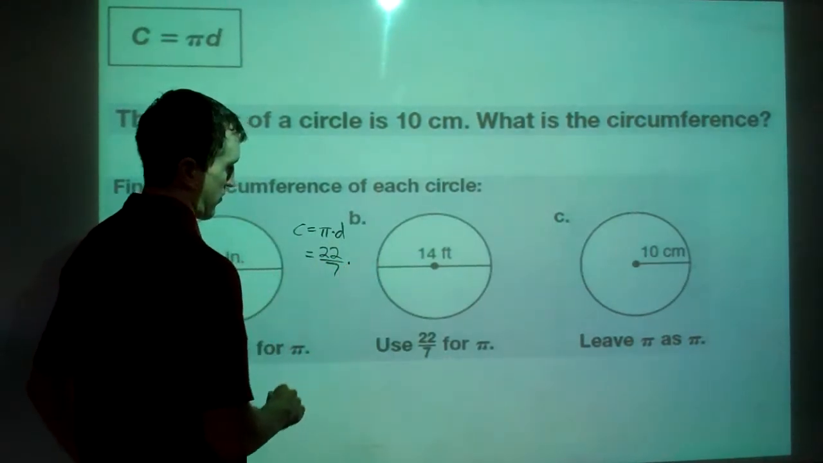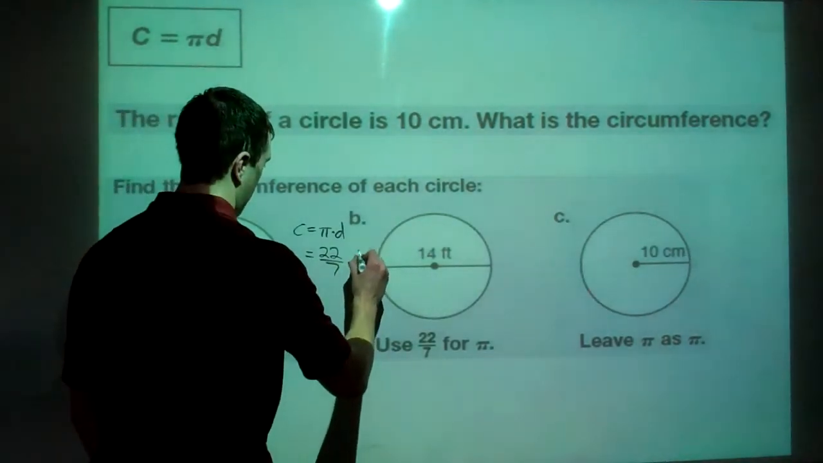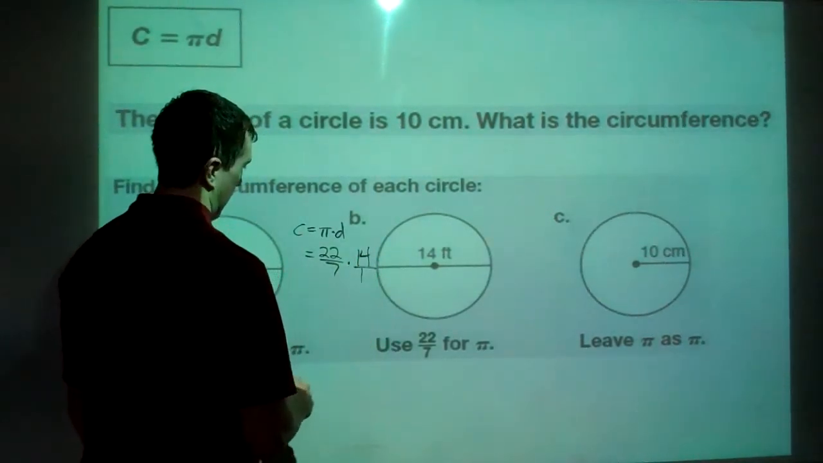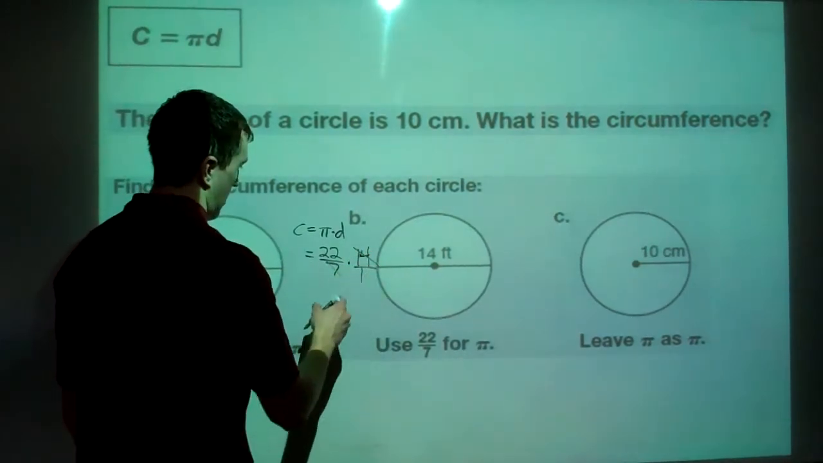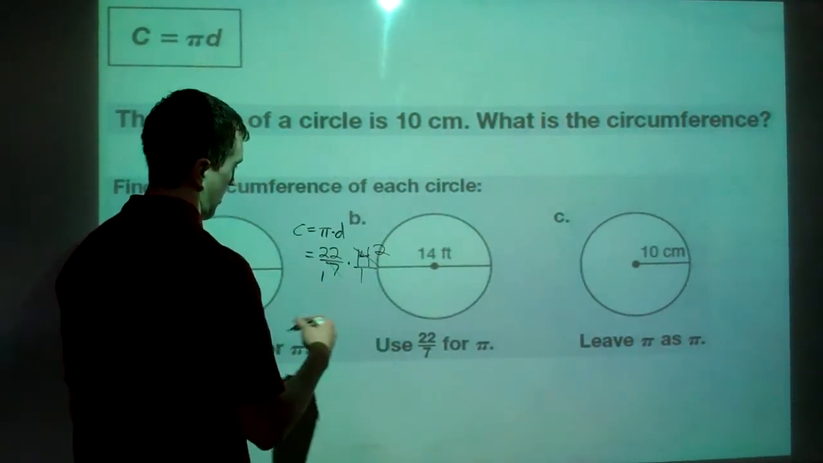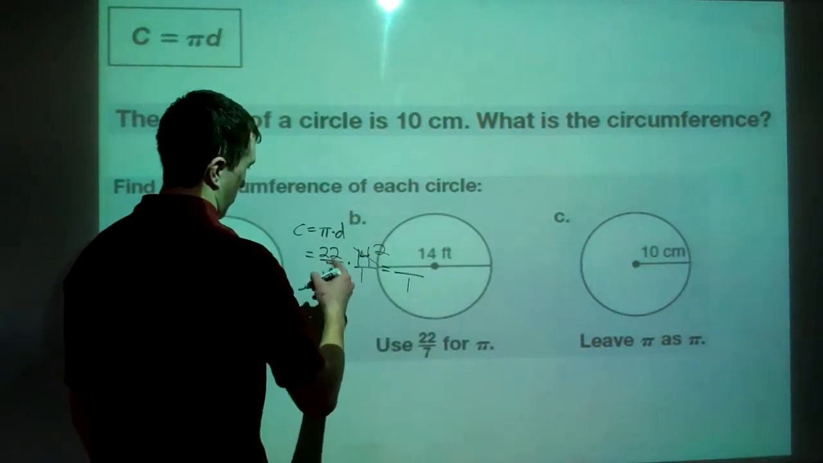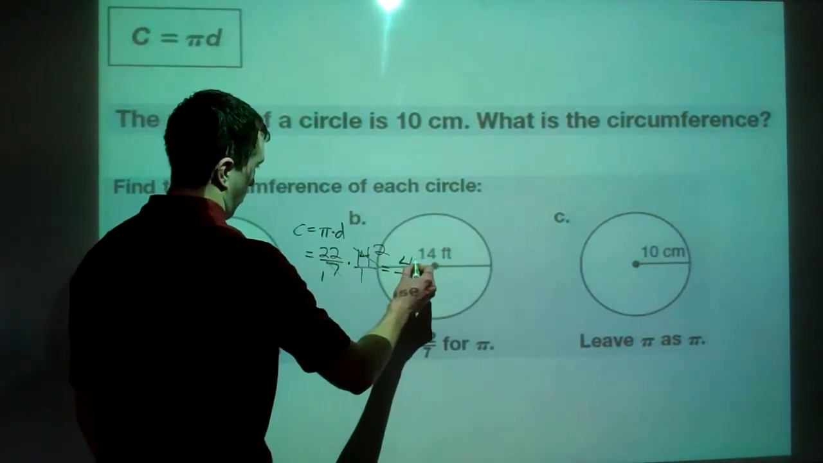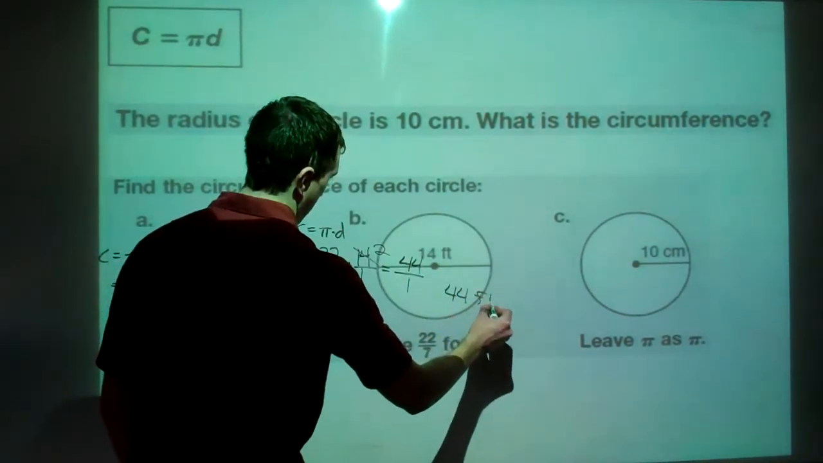We're going to multiply that times 14, our diameter. I'm going to change it to 14/1, and you'll see how this works out. 7 and 14 can cancel. 2 7s go in here, 1 7 goes into 7. So we have 1 times 1, which is 1. 22 times 2 is 44. So this is 44 feet.